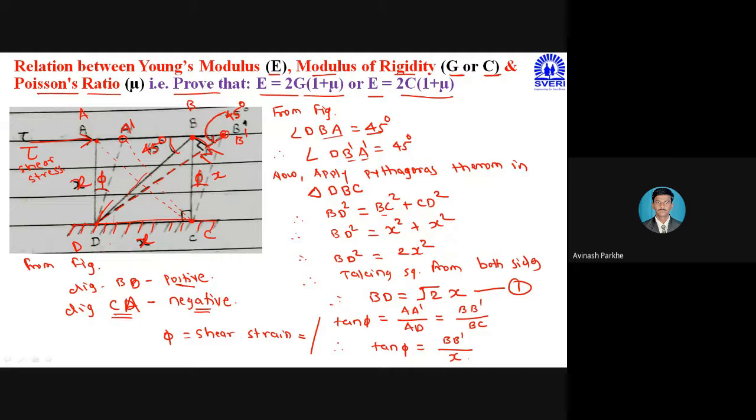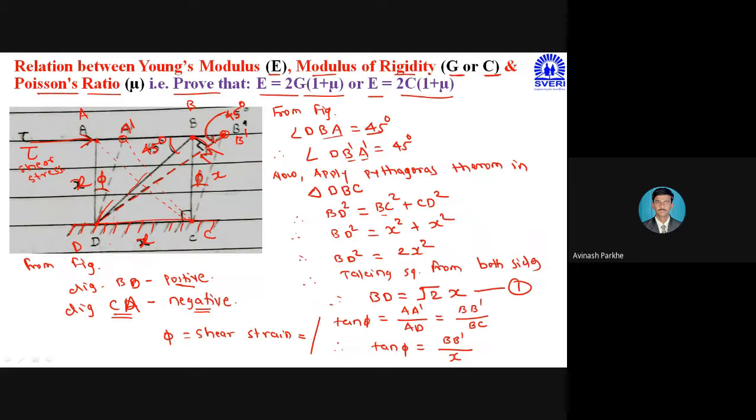Therefore, I have taken only B dash for our further calculation. As we know, phi is very small, it is in radian, a very small value. Therefore, I can consider phi equal to B dash upon X. Therefore, B dash is equal to phi into X, equation number 2.